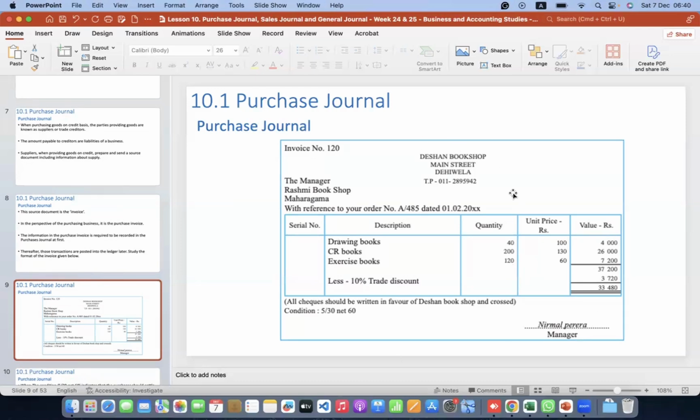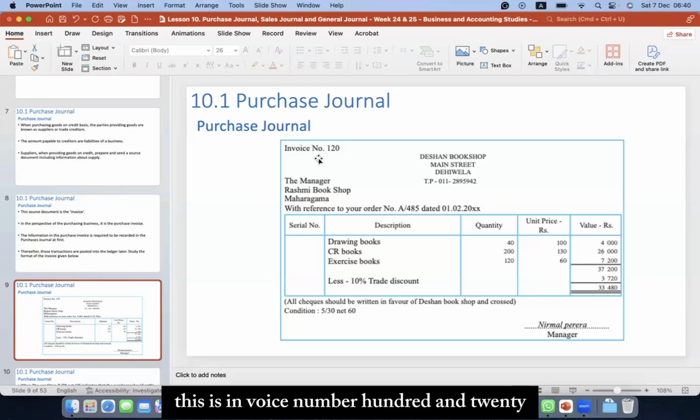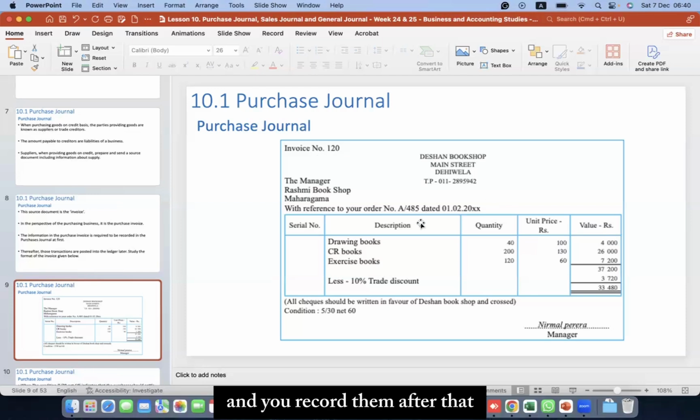So once you have this purchases invoice, what you do is you firstly take this purchases invoice, and this is very unique. This is invoice number 120, and you record them after that. After collecting that source document, you record them in the purchaser's journal. Number one, you have the source document. Number two, you have the purchaser's journal where you record your transactions. Then subsequently, you record it into your ledger accounts.